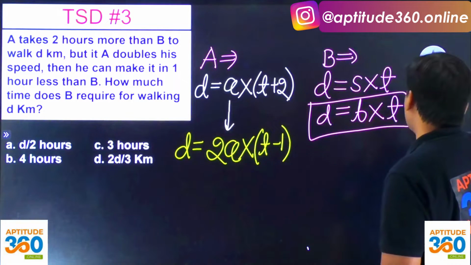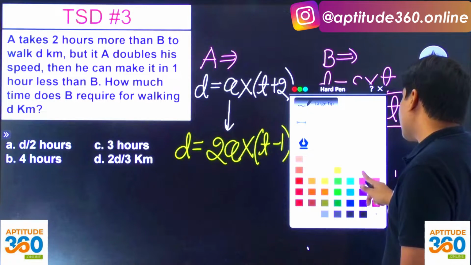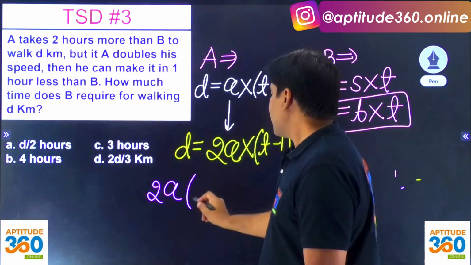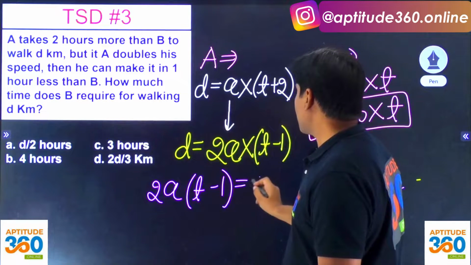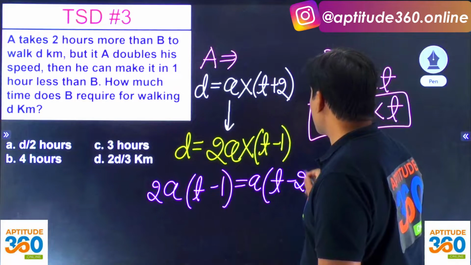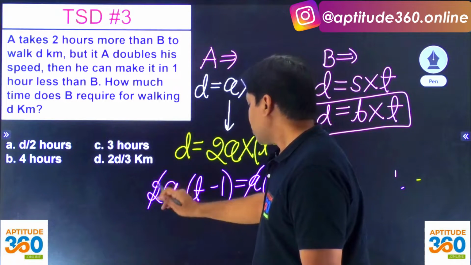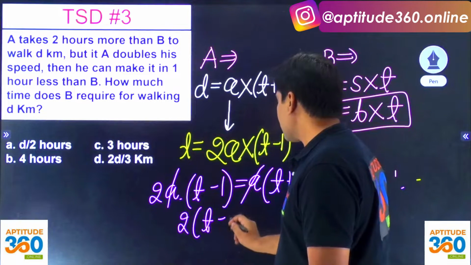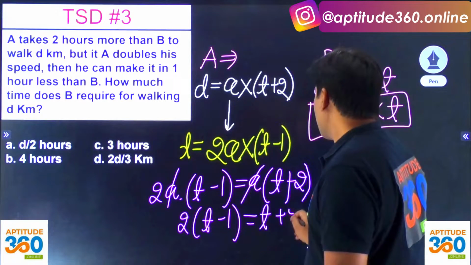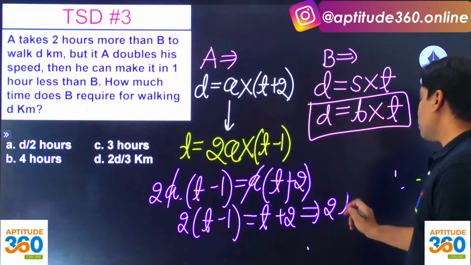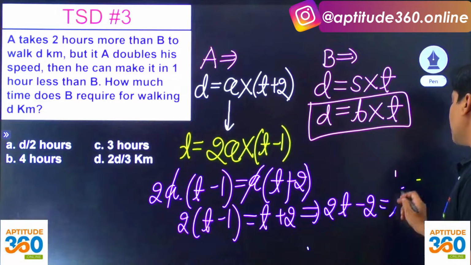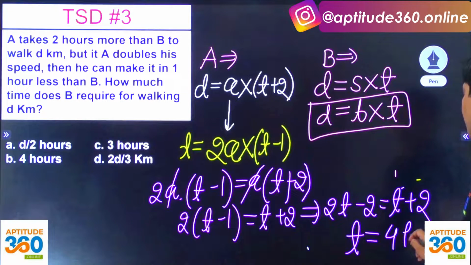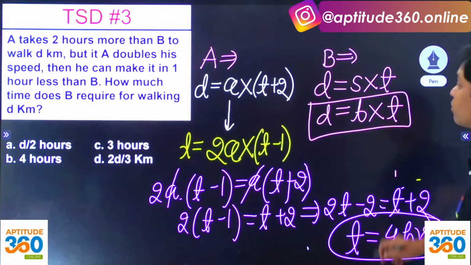And if you equate them, you would be able to find out the value of T. So 2A(T minus 1) is equal to A(T plus 2). A and A are gone, not 2 but rather A is gone. So what are you left with? 2(T minus 1) is equal to T plus 2. If you simplify, 2T minus 2 is equal to T plus 2. If you further simplify, the value of T comes out as 4 hours.